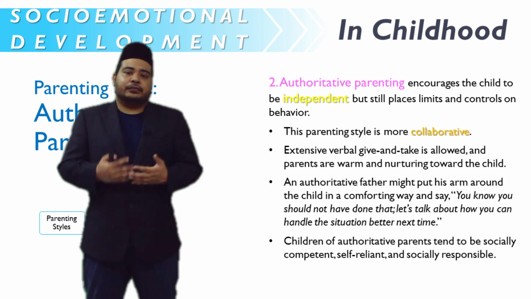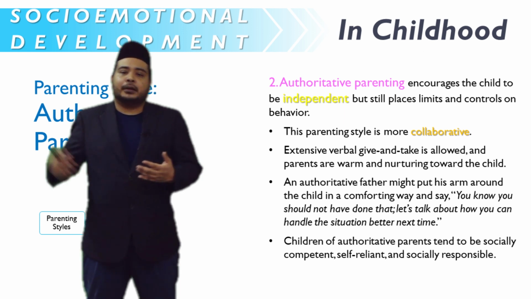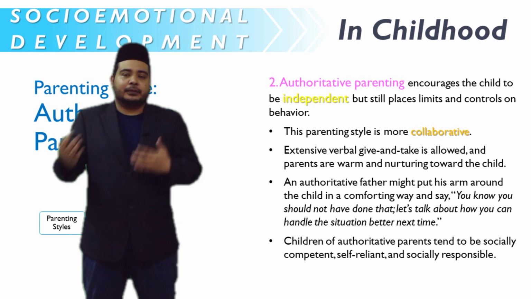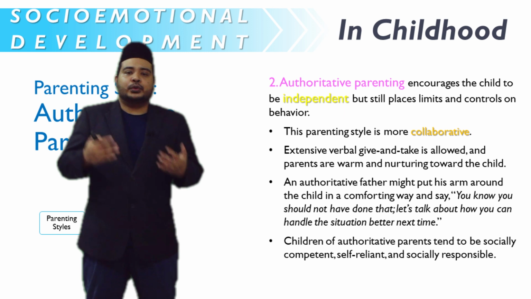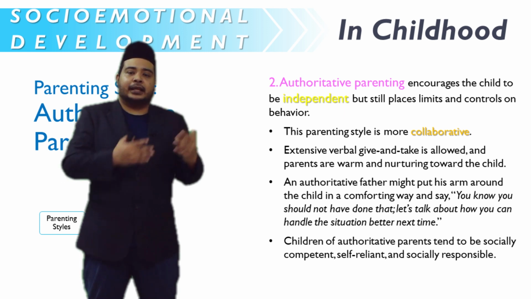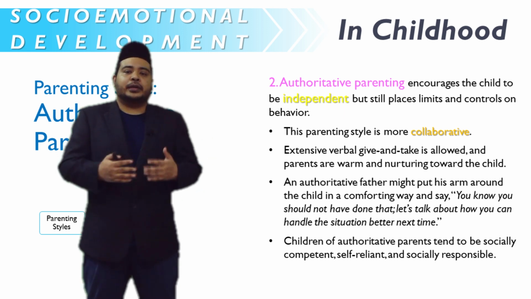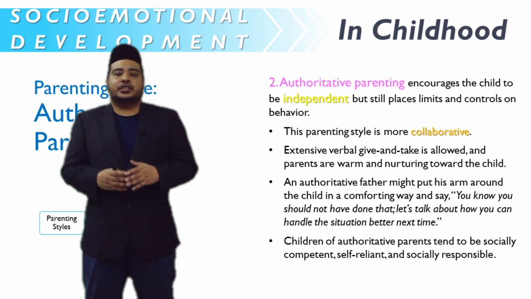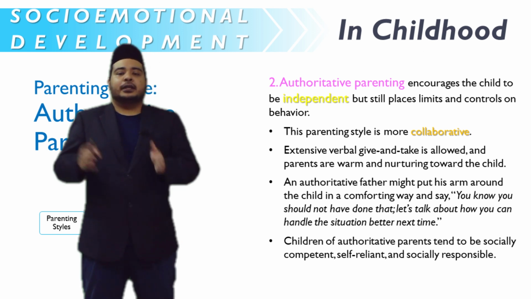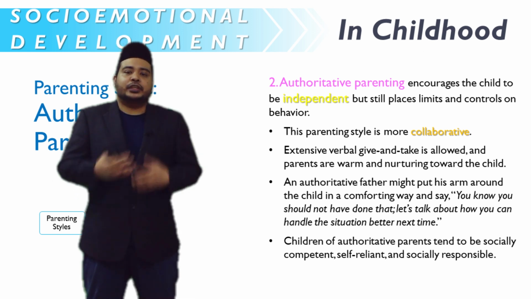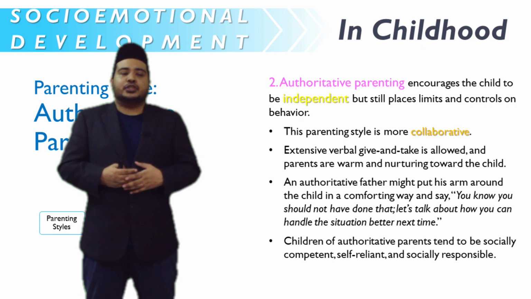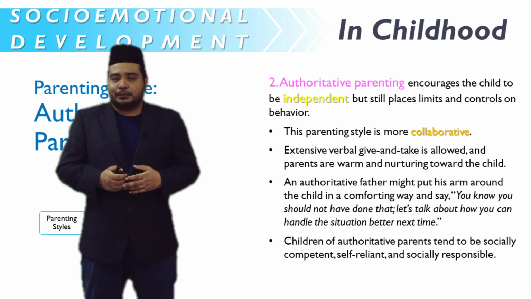An authoritative father might put his arm around the child in a comforting way and say, and this is an example of the communication, you know you should not have done that. Let's talk about how you can handle the situation better next time. This is an example of a conversation between authoritative parents and their children. Children of authoritative parents tend to be socially competent, self-reliant, and socially responsible.